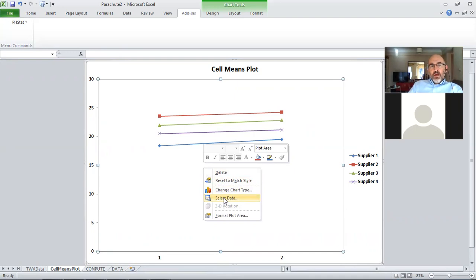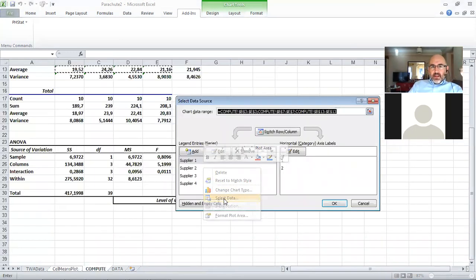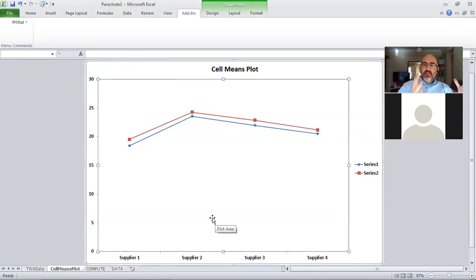Here we don't really do a test of significance, but we can actually see graphically the 2 factors, and we can switch rows and columns, and we can create a cell means plot in different ways. Okay.